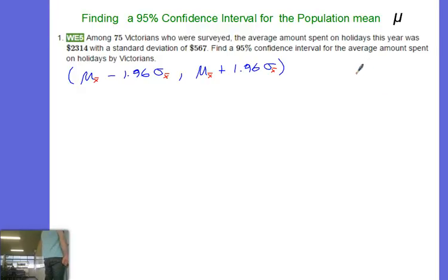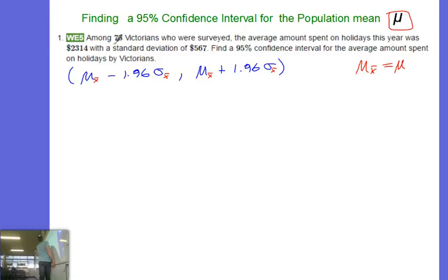So, what is the mean value or the expected value of the sample mean distribution? What's that the same as? The population mean. So the actual mu value of the population. Do we know what that value is? No. From the information, there's nothing about the whole population of Victoria and the average value they spend on holidays. What do we know though? The sample mean. There it is.